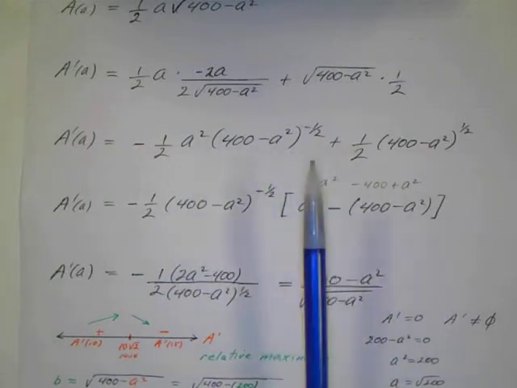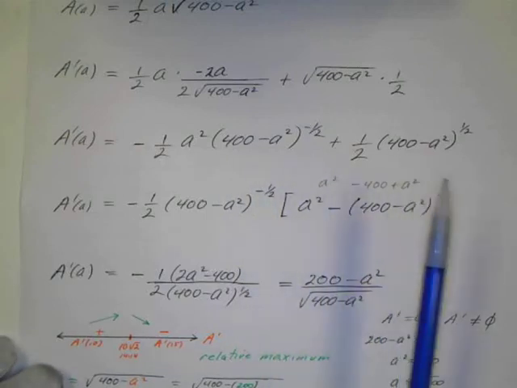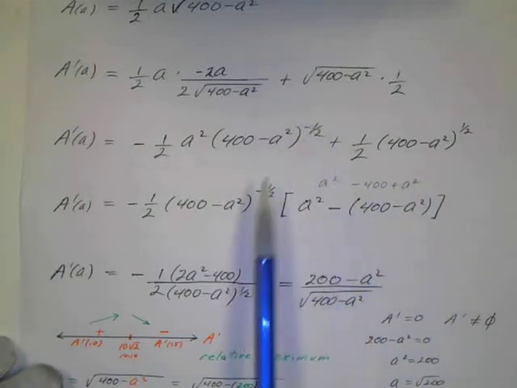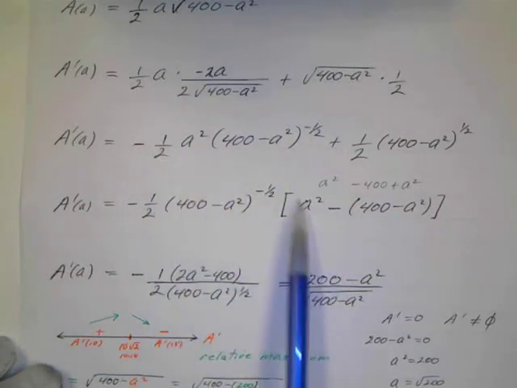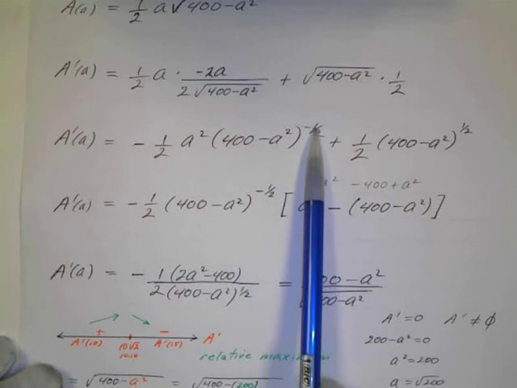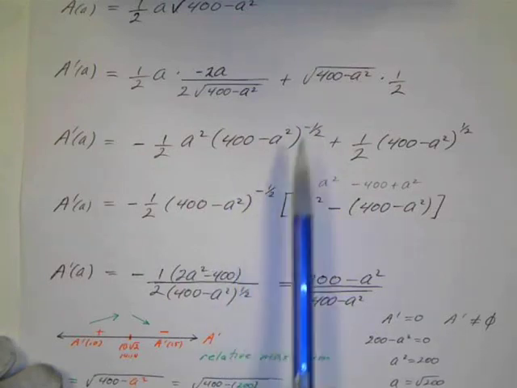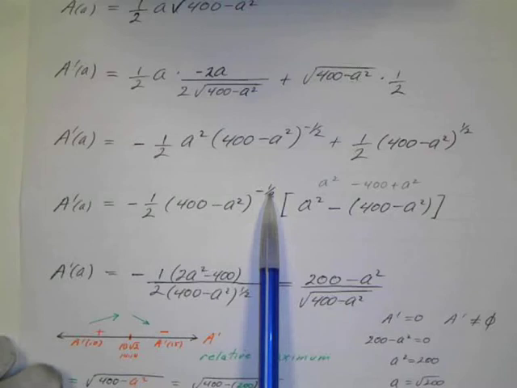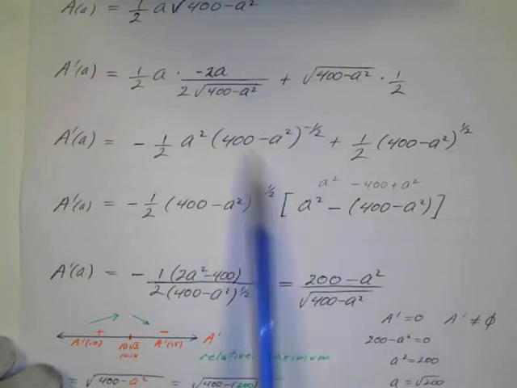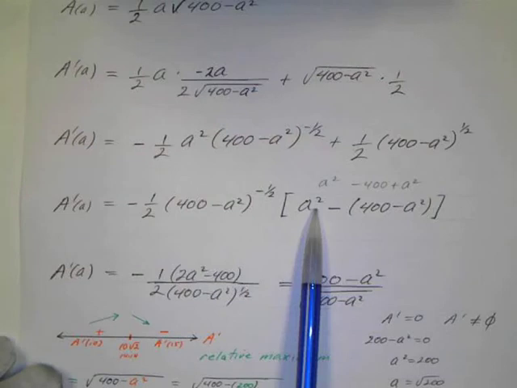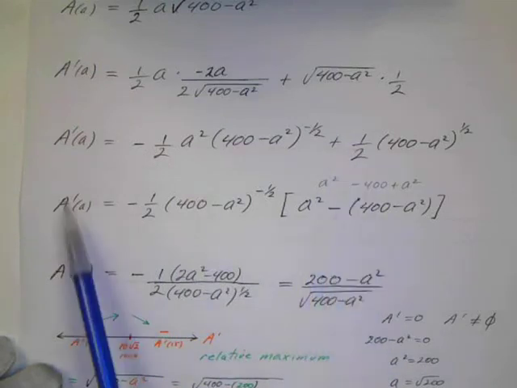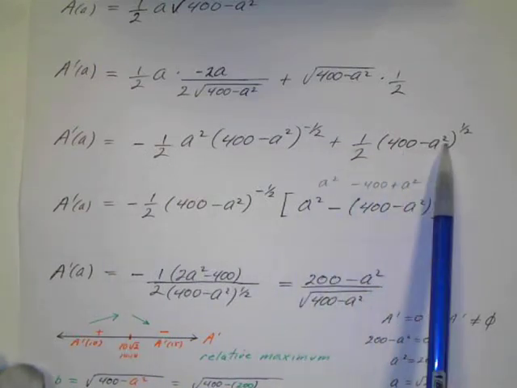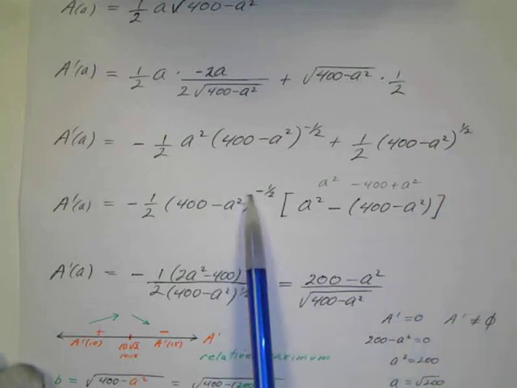Now remember, least powers: when we factor out, we're dividing. When we divide, we subtract the exponents. So this first part is going to be A squared, and the exponent is negative 1/2 minus negative 1/2, which is negative 1/2 plus 1/2, which is 0. Anything to the 0 power is 1, so I just have A squared times 1. The second term, I factored out a negative sign, so that positive goes to a negative, because I took out a negative, and I took out the 1/2. Then I've got 400 minus A squared to the 1/2 minus negative 1/2.